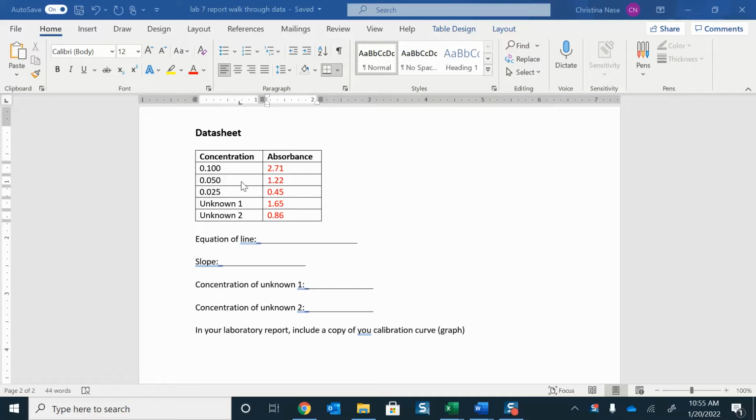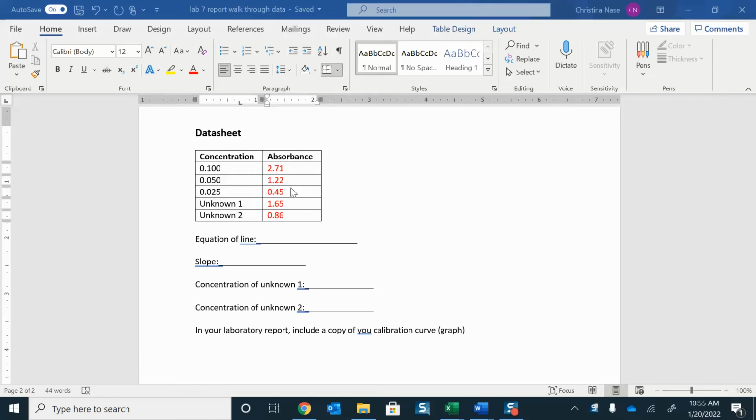And then we did the same thing. We cut that in half with water, and we made a 0.025 molar solution. Then we measured the absorbance of all of these, and then we also measured the absorbance of some unknowns. And so now what we're going to do is take these three numbers, these first, that if we know the concentration and the absorbance, we can make what's called a calibration curve.